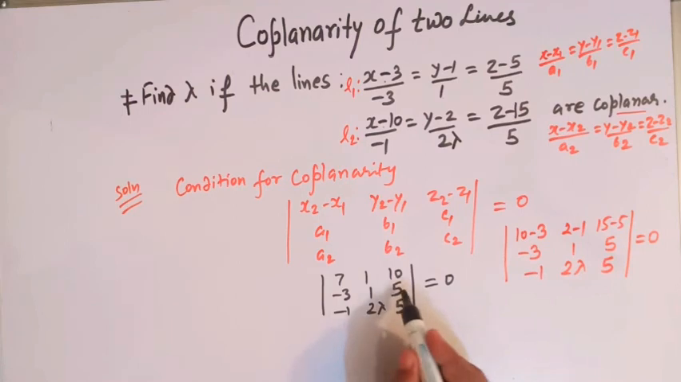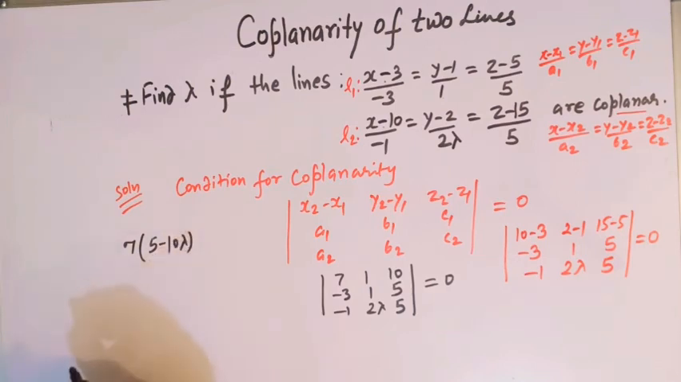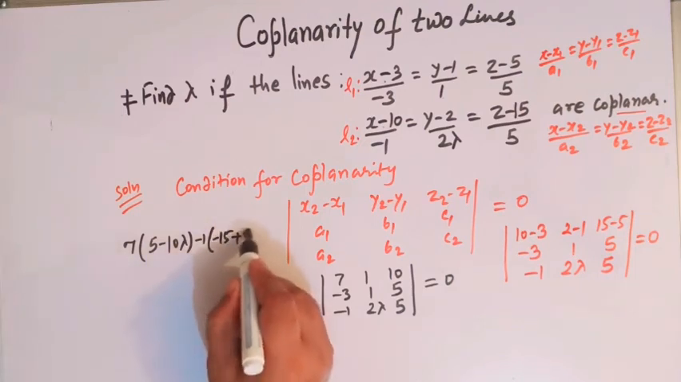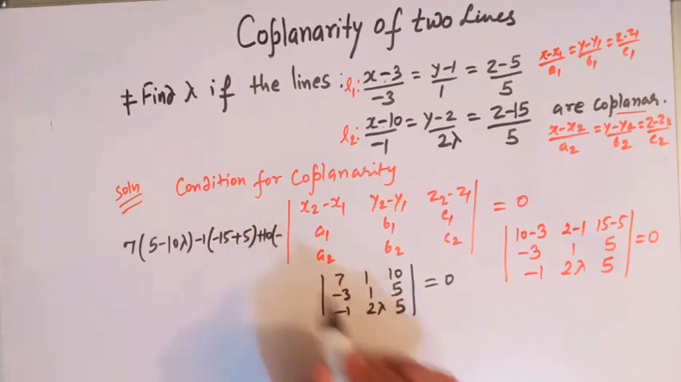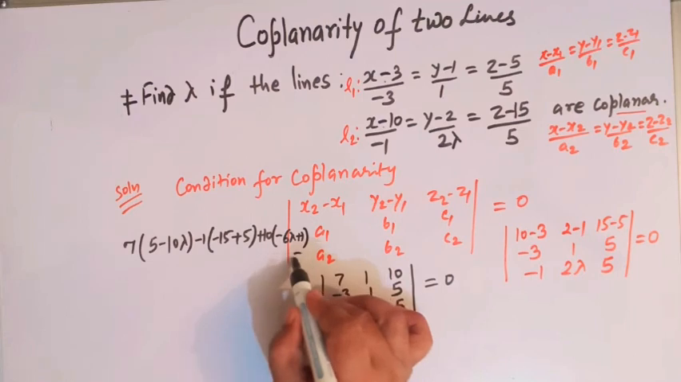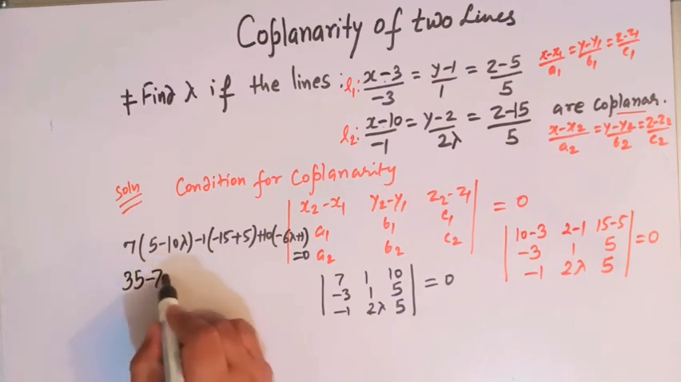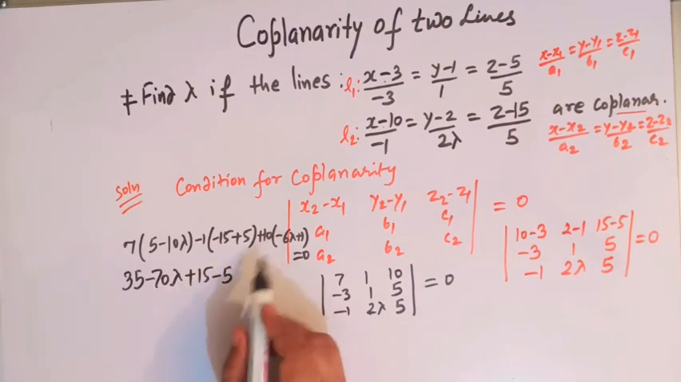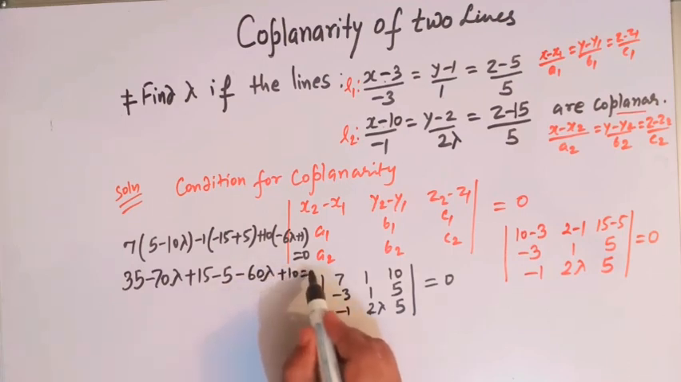Now expanding this determinant, we have 7 times 5 minus 10 lambda, then we have minus 1, and we have minus 15 plus 5, and then we have plus 10, and we have minus 6 lambda plus 1, right, equal to 0. So if we simplify this expression, we get 35 minus 70 lambda plus 15 minus 5, then we have minus 60 lambda and plus 10, right, equal to 0.